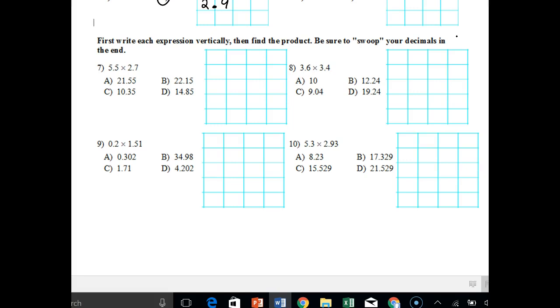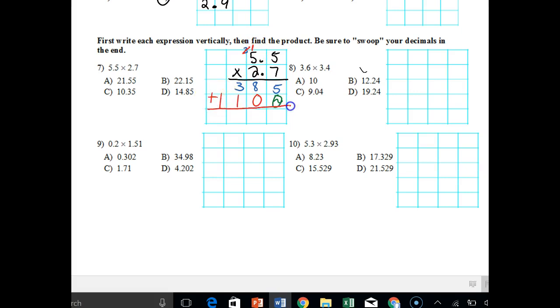For example, number 7. We'll start all the way to the right this time. 5.5 times 2.7. So here my decimals are lined up, but that's just by happenstance. You don't actually have to line them up. So let's actually go ahead and multiply. I'll do the first row in blue. 5 times 7 is 35. Carry your 3. 5 times 7 is 35 plus 3 is 38. Always, always, always lay an egg before you start your next row. I'll do the second row in red. 2 times 5 is 10.